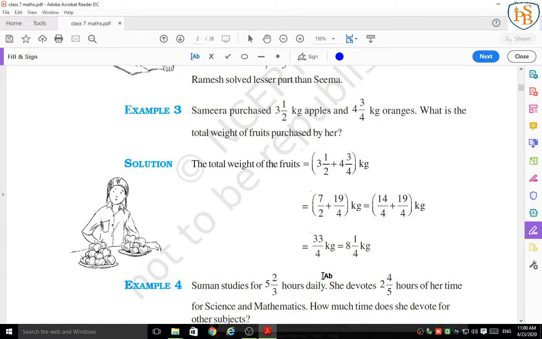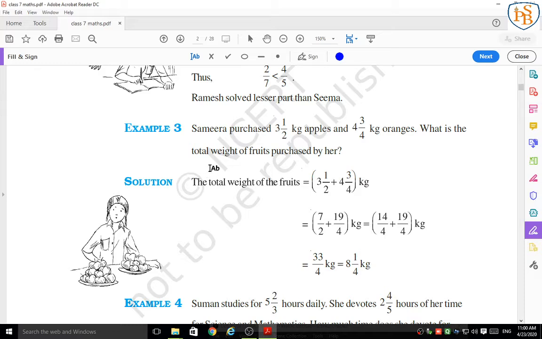So our next, third example is: Samira purchased 3 and 1 upon 2 kg apples and 4 and 3 upon 4 kg oranges. Okay, Samira purchased 2 types of fruits. What is the total weight of fruits purchased by her? So if we have to find the total weight, we have to add these fractions. Look at the solution. The total weight of the fruits, so I wrote here in a bracket 3 and 1 upon 2 plus 4 and 3 upon 4 kg.